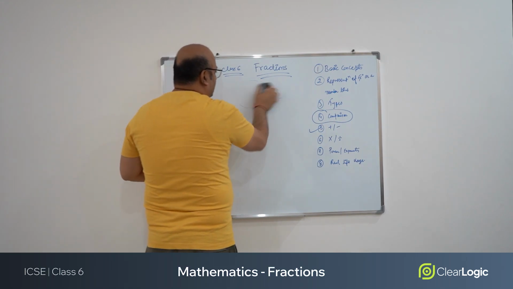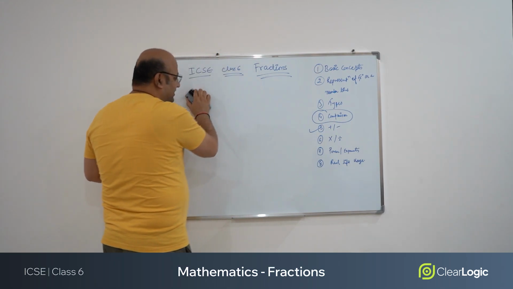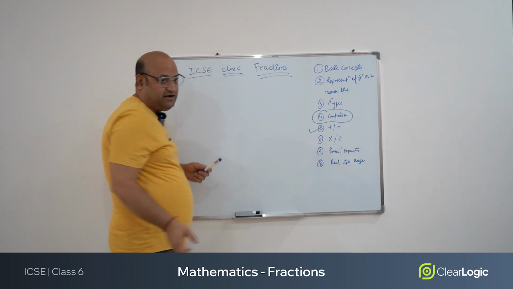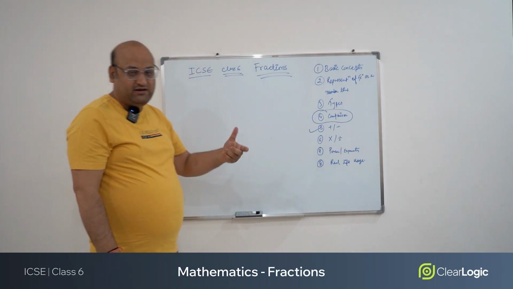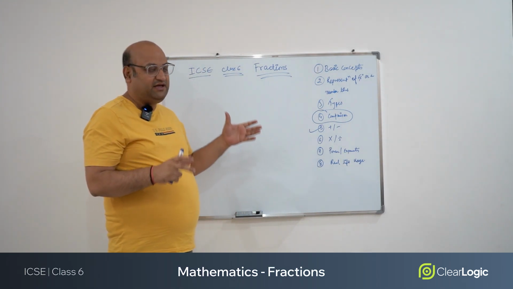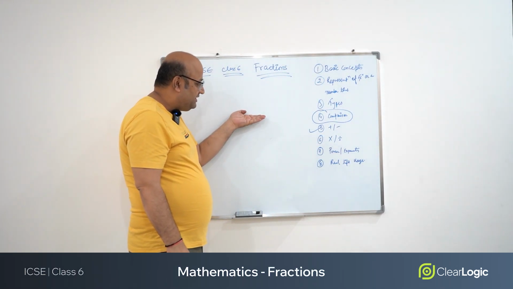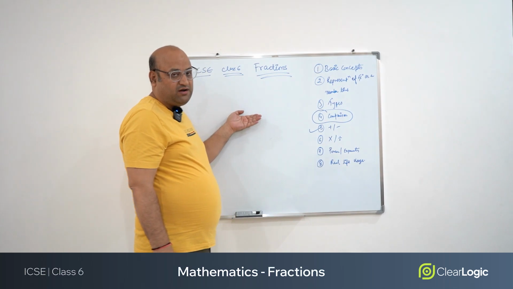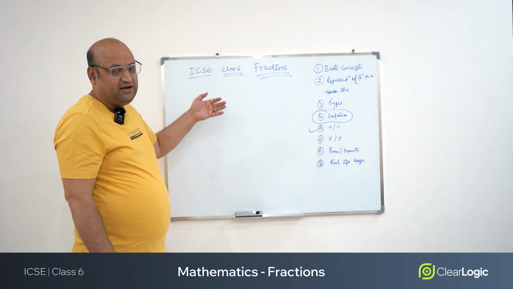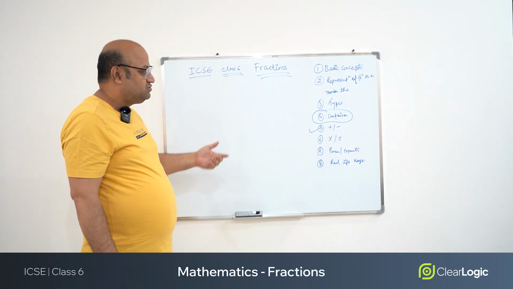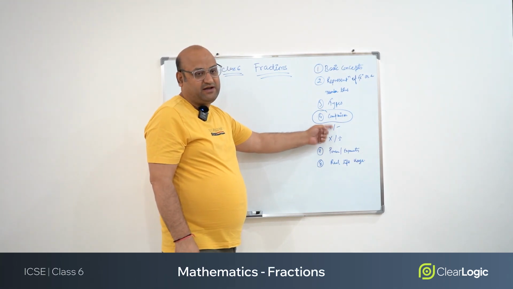If the denominators are same, you just add or subtract numerators, and if the denominators are different, then you just multiply the denominators, or you take the LCM of those numbers and apply the method which we discussed. So this is how we do addition and subtraction.